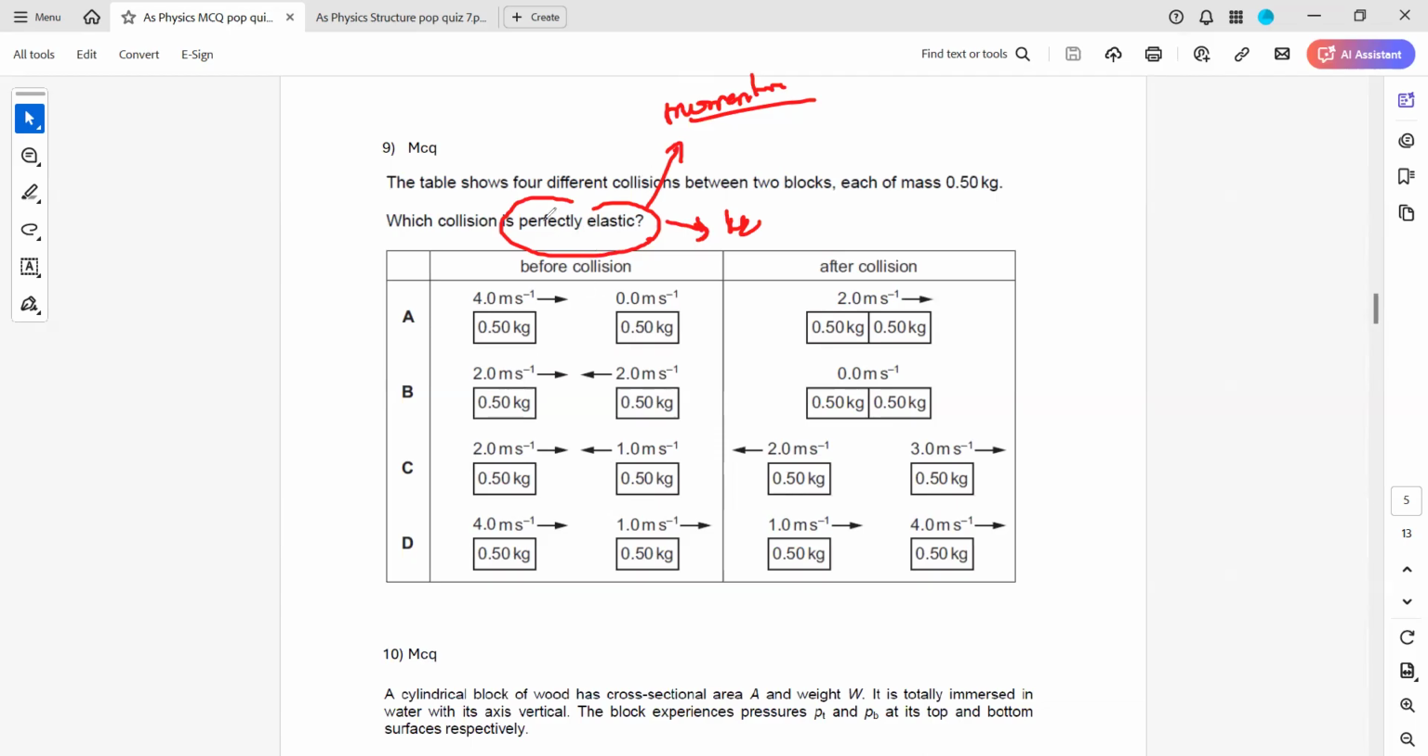So when we check, for example, what is the momentum before? 4 into 0.5, so that is 2. And here the momentum is 0. So before is 2, but what about after?